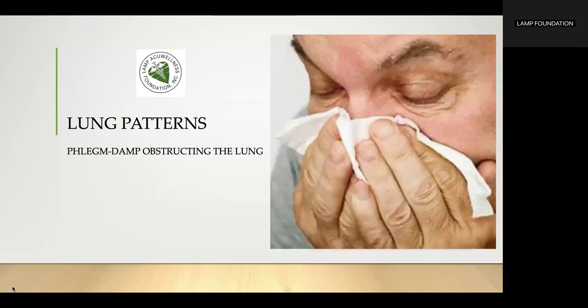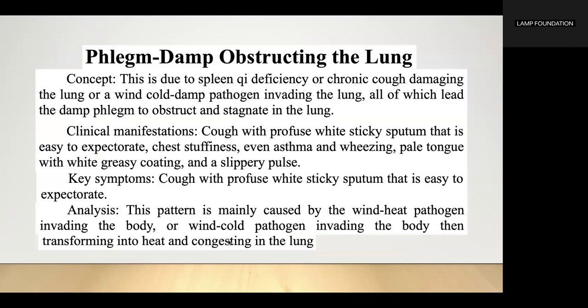Phlegm damp obstructing the lung. This is due to spleen qi deficiency or chronic cough damaging the lung, or a wind cold damp pathogen invading the lung, all of which lead to the damp phlegm obstructing and stagnating in the lung.